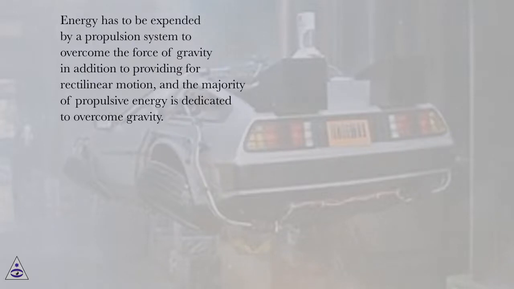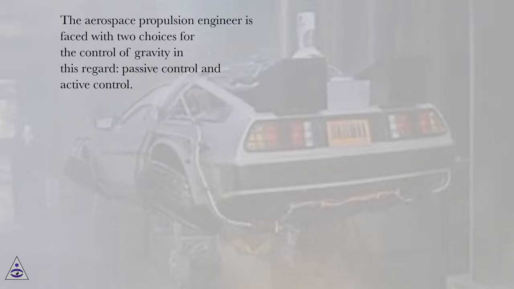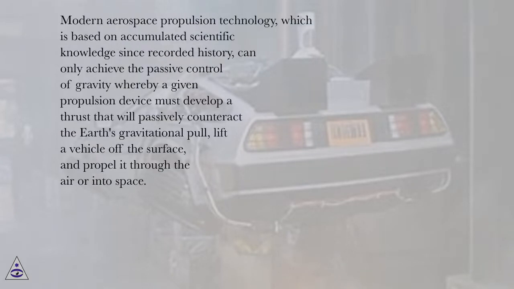Energy has to be expended by a propulsion system to overcome the force of gravity in addition to providing for rectilinear motion, and the majority of propulsive energy is dedicated to overcome gravity. The aerospace propulsion engineer is faced with two choices for the control of gravity in this regard: passive control and active control. Modern aerospace propulsion technology, which is based on accumulated scientific knowledge since recorded history, can only achieve the passive control of gravity, whereby a given propulsion device must develop a thrust that will passively counteract the Earth's gravitational pull, lift a vehicle off the surface, and propel it through the air or into space.